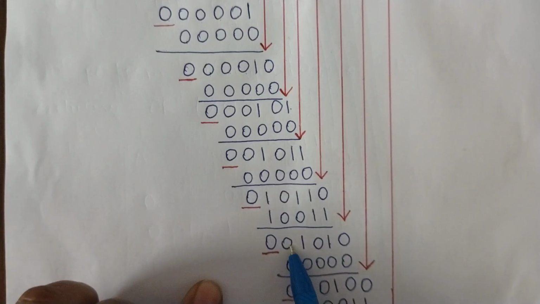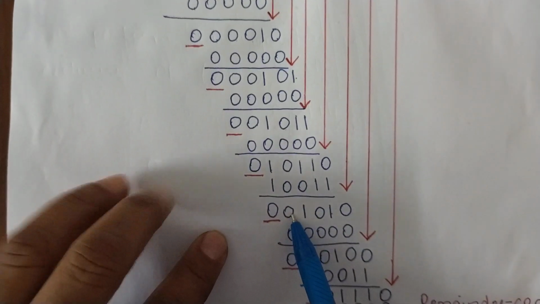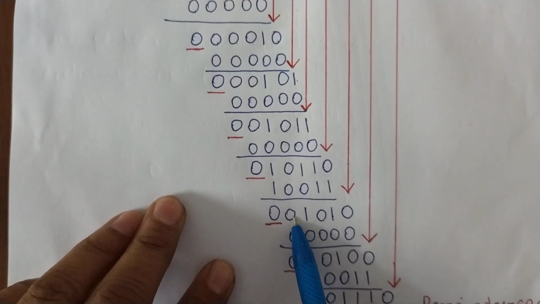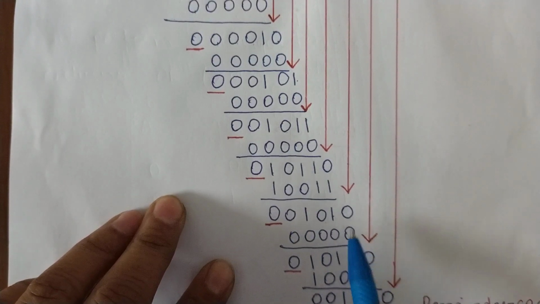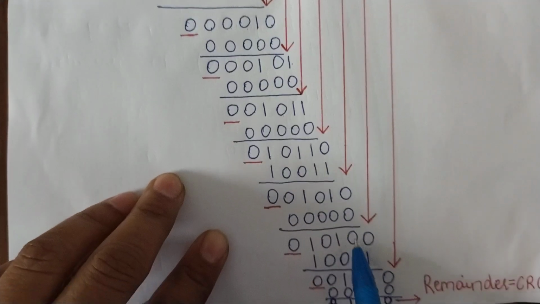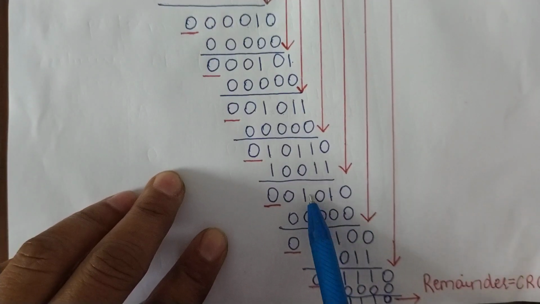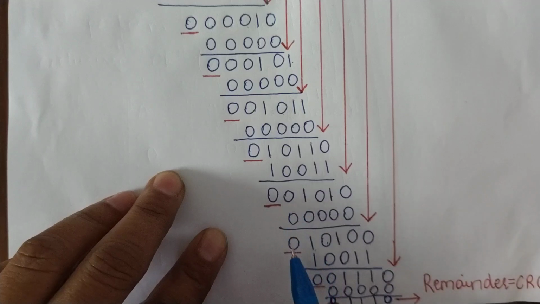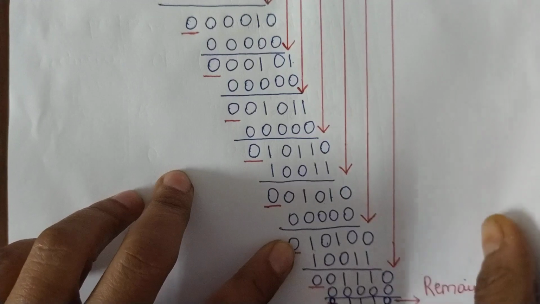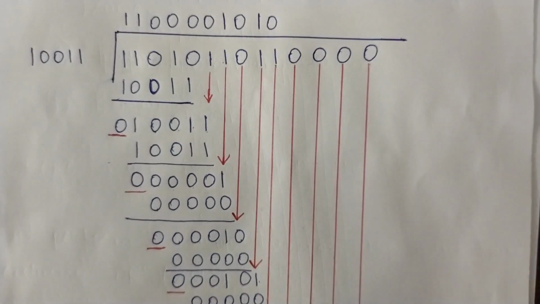Now you can see the MSB is 0 here, so I need to multiply the divisor by 0 and then I get 5 zeros again. So 0 and 0 gives me a 0, 1 and 0 gives me a 1, 0 and 0 gives me a 0, 1 and 0 gives me a 1, 0 and 0 gives me a 0. Again I discard this bit and I bring this 0 down.